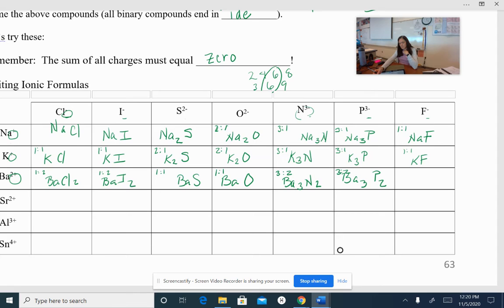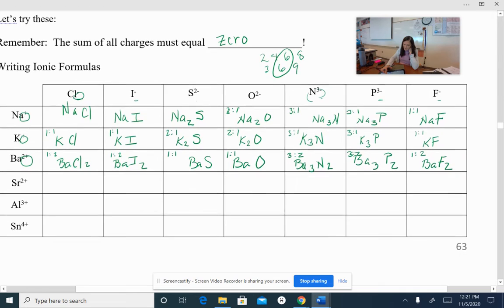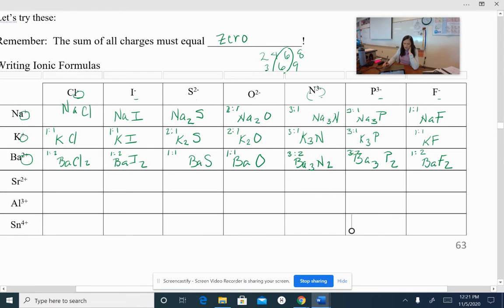And then fluorine is a negative 1. So can I do 2 negative 1s to get me to a negative 2? I sure can. So 1 barium and 2 fluorides, barium fluoride. Okay? I want you to take a minute and see if you can do strontium all by yourself. Okay, pause it and we'll check in.